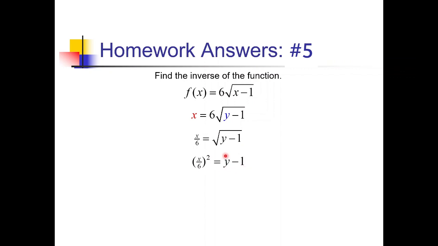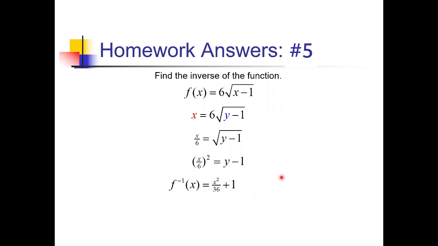And at this point, I can add the 1 over to the other side. I'm also going to square the x and the 6, so that'll actually be x squared over 36 plus 1. And I'll rewrite the y as f inverse of x equals x squared over 36 plus 1.